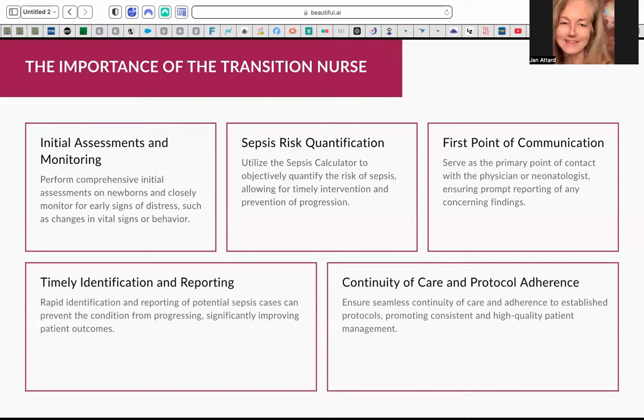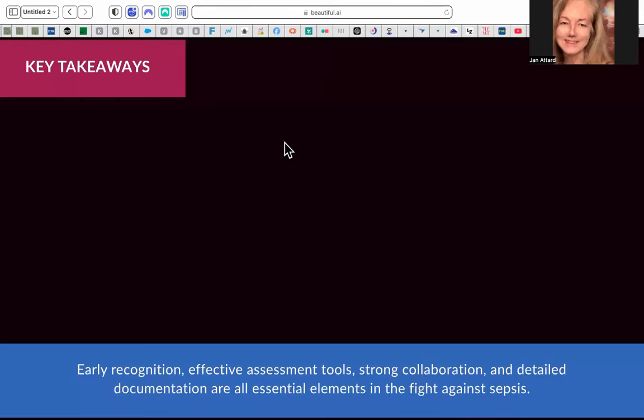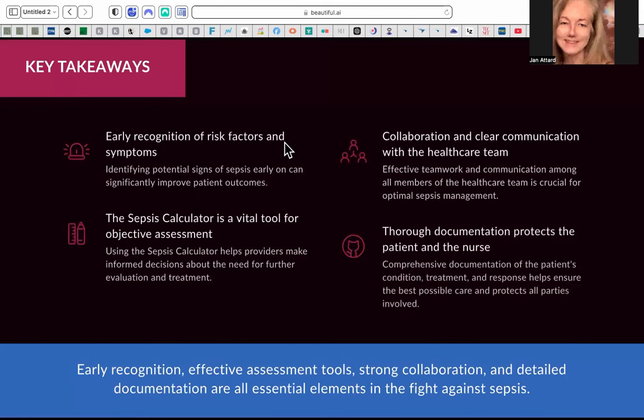The transition nurse is an exceptional role. She works hand in hand with the pediatrician, neonatologist, ALS, and everyone on the floor. We provide assessment. We provide sepsis risk understanding. We are the first point of communication. We timely identify and report. We make sure everyone knows how to use the sepsis calculator. We provide continuity of care, not only to the nurses, but to the family.